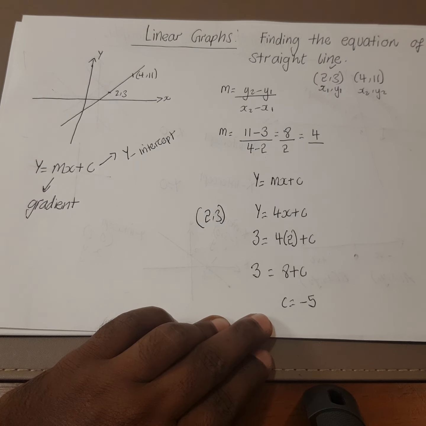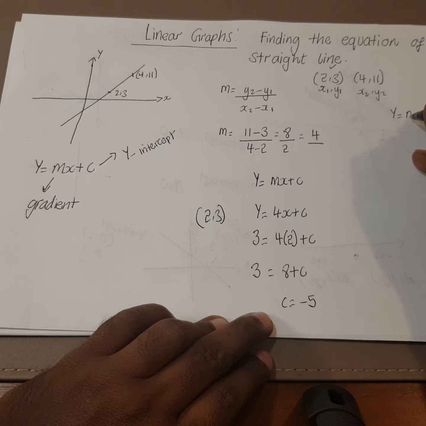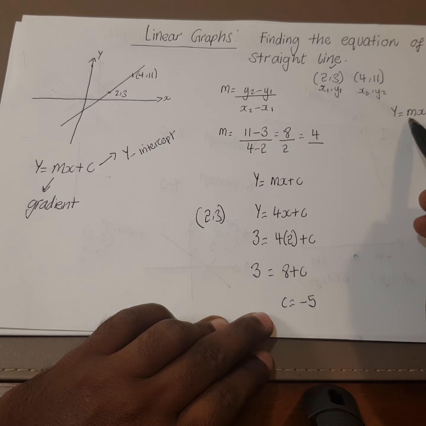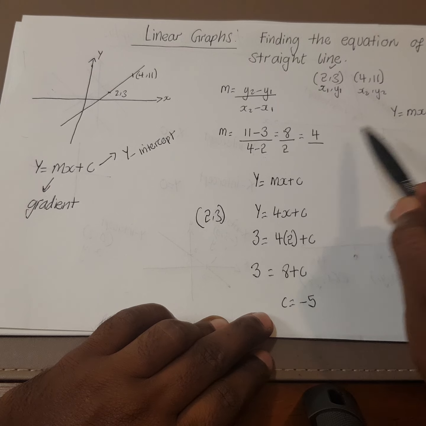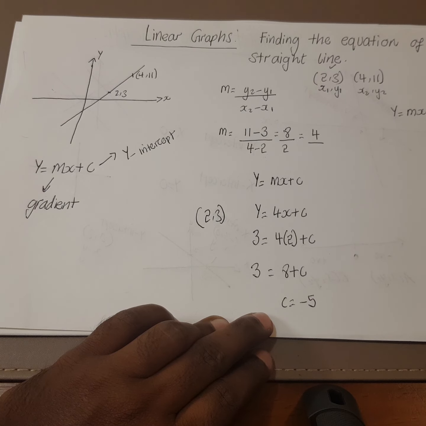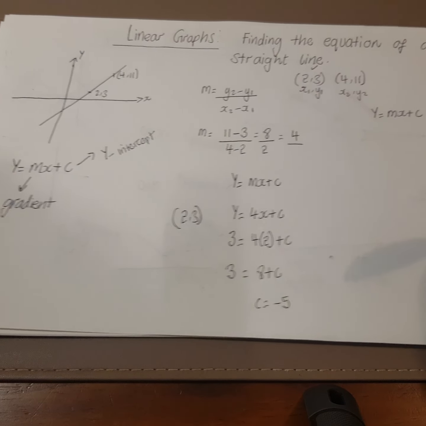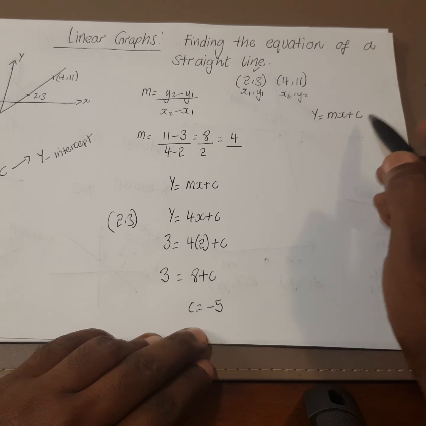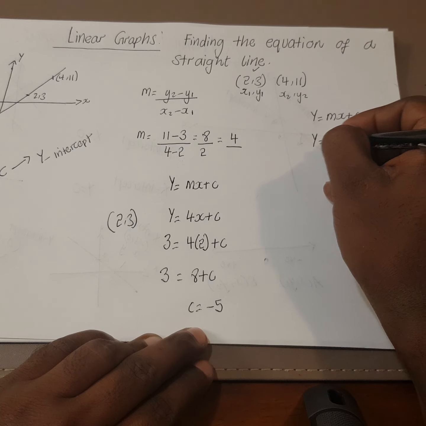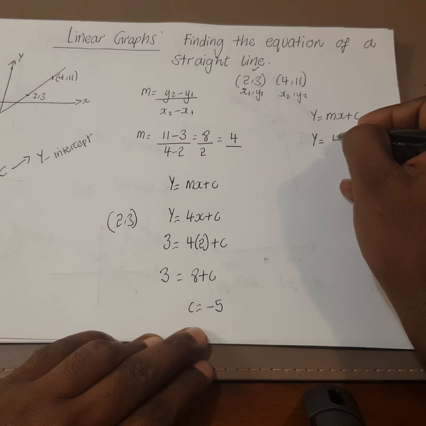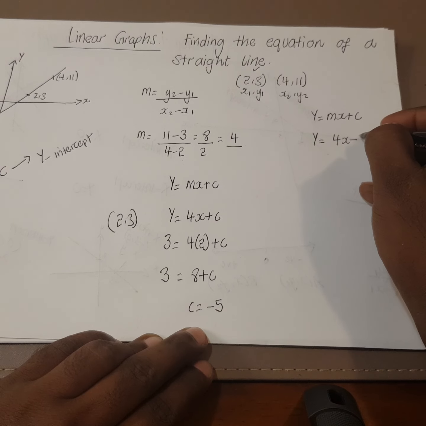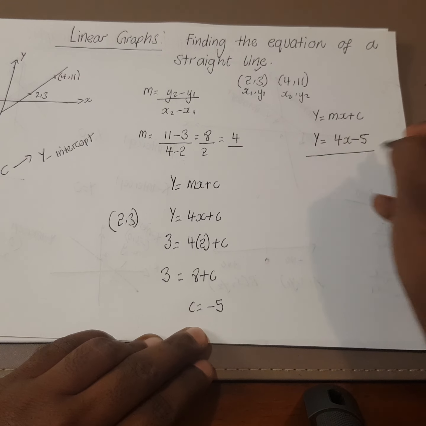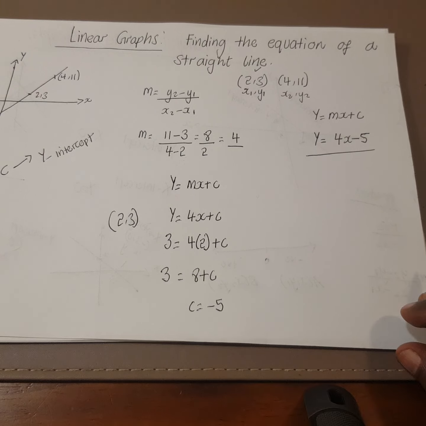What do I do from there? Now you write down the equation, which is y is equal to mx plus c. We have found the value of m, which is your gradient, that is 4, and the value of c, which is -5. And all you need to do is write down, if you look at what I've done here, y is equal to mx plus c. All I need to do is put y is equal to 4x minus 5. So that is going to be your equation of the straight line.